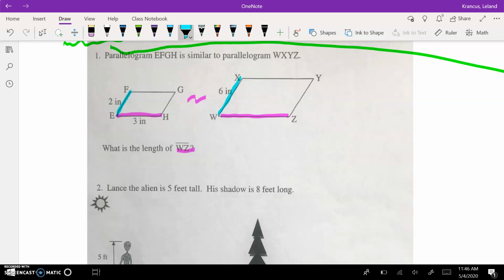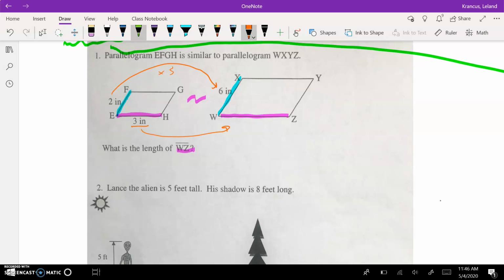So with this one, a couple ways you could do it. You might notice that on the longer shape, that side is 3 times longer than its corresponding side on the smaller shape. So the scale factor must be 3, which means you could multiply 3 by 3 in order to get WZ, or you could set up a proportion.